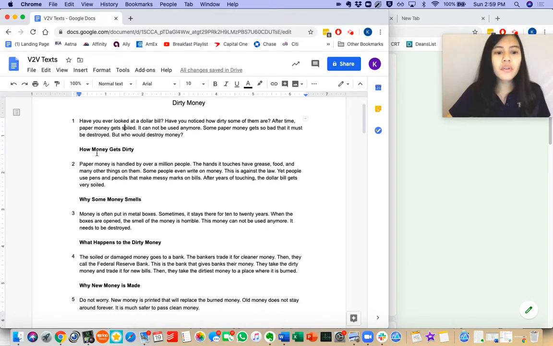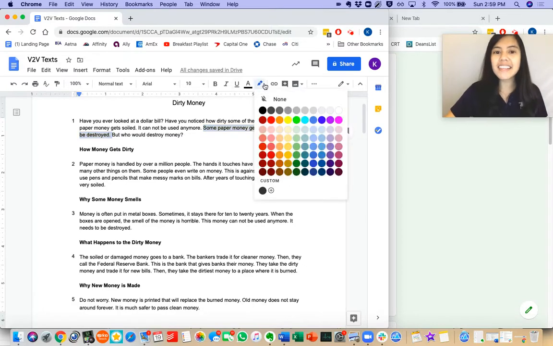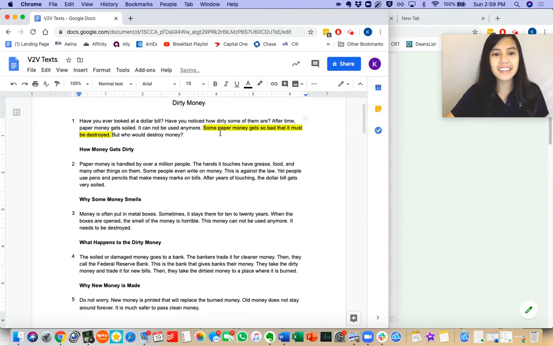I noticed that when I was looking at my headings, it talked not just about how money gets dirty, but then what happens to the dirty money. And now I notice from this sentence here, some paper money gets so bad that it must be destroyed, tells me what happened to that dirty money. I think that this is the topic sentence. Some paper money gets so bad that it must be destroyed. Let's go check out number 1.